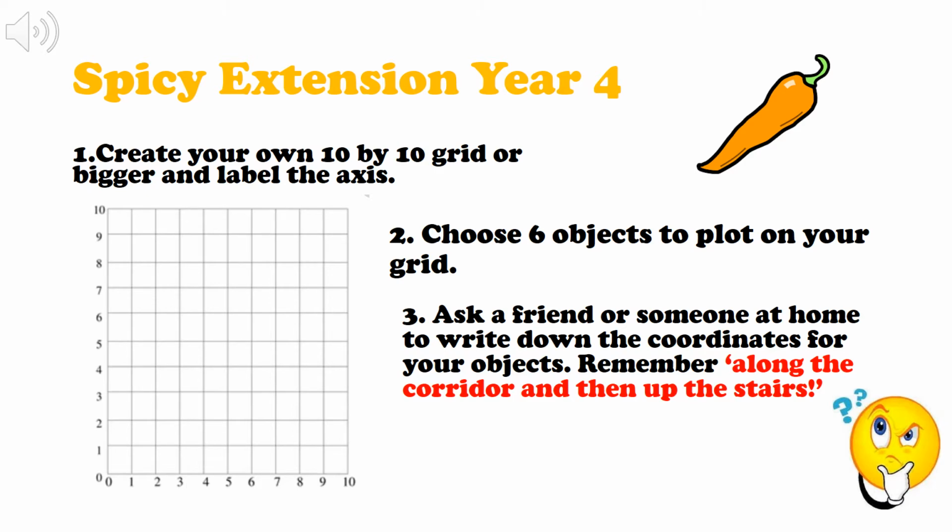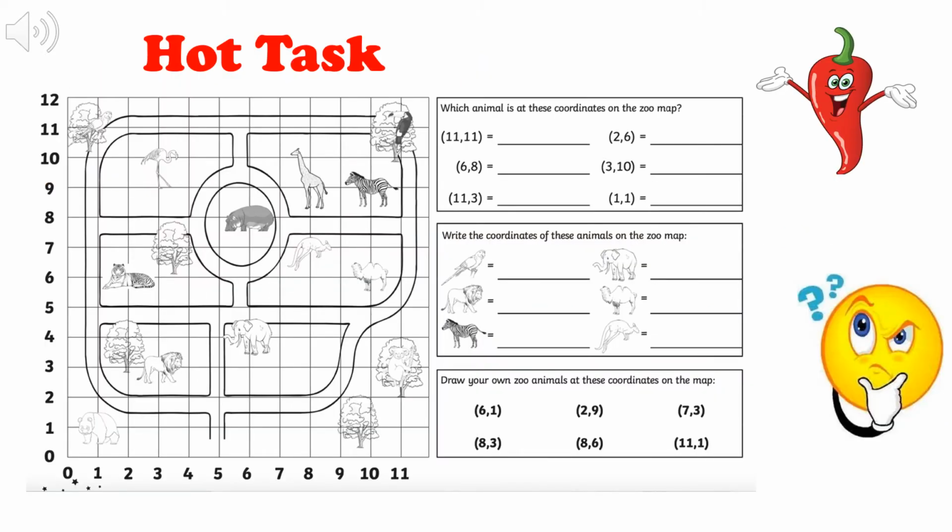Have fun! Here is a hot task for today. You need to look at the coordinates and decide which animal is at which coordinate. Once you've done that, you then need to look at the picture of the animals and write the coordinates of the animals. And lastly, you need to have a go at drawing your own zoo animals at each of the coordinates that are given on the map.